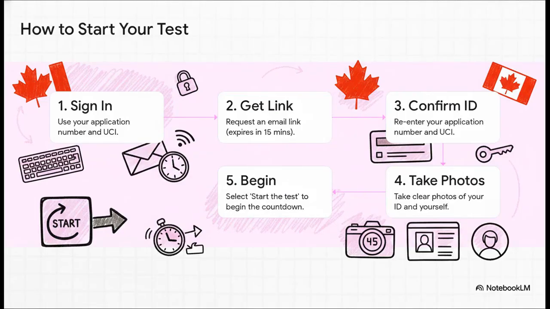Ready to go? Here's exactly how it works. First, you'll sign in with your application number and your UCI. That's your unique client identifier. Then you'll hit a button to get a test link emailed to you. Be quick, because that link expires in just 15 minutes. Click it. Confirm your identity one more time, and then the system will ask you to take a clear photo of your ID and a selfie. Once you're happy with those pictures, you'll hit Start the Test, and that 45-minute clock officially starts ticking.